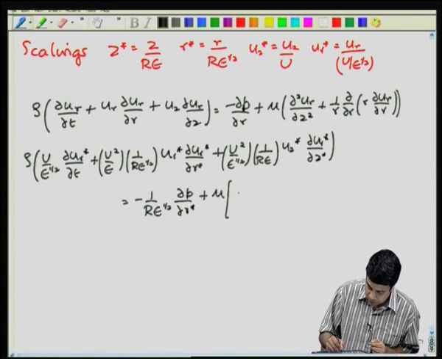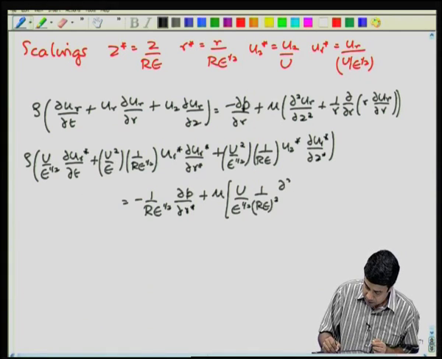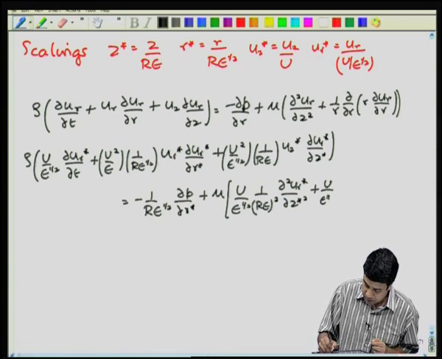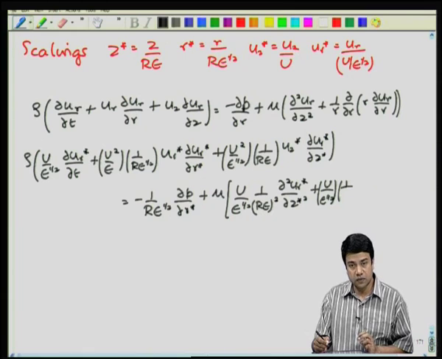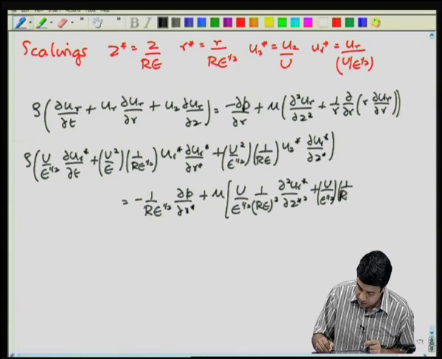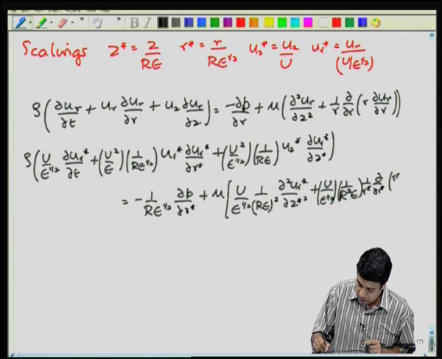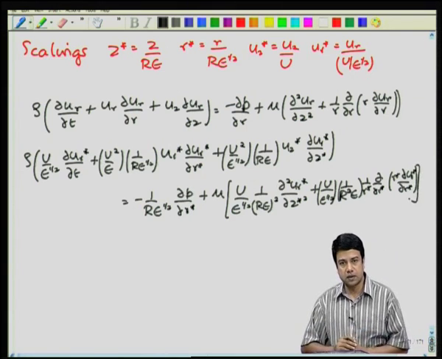Plus mu into this is u by epsilon to the power half, 1 over R epsilon the whole square, partial square u r by partial z star square, plus u by epsilon to the power half, 1 by I have 2 r's in the denominator. So, this gives me 1 over r square times epsilon. For each r I have for each small r radius I have capital R times epsilon to the power half. Okay. So, this becomes R square epsilon, I have 2 r's in the denominator.